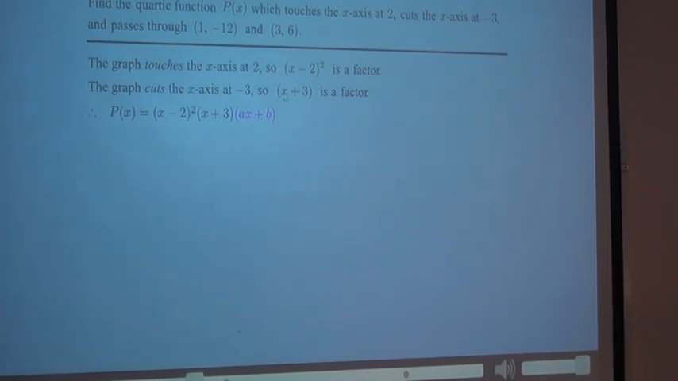Can I ask, why is this not raised to power 3? Because it's a quartic function. So you can't just put power 3 because automatically it becomes power 5. Yes. Thank you. We write the fourth factor in the general form, ax plus b.